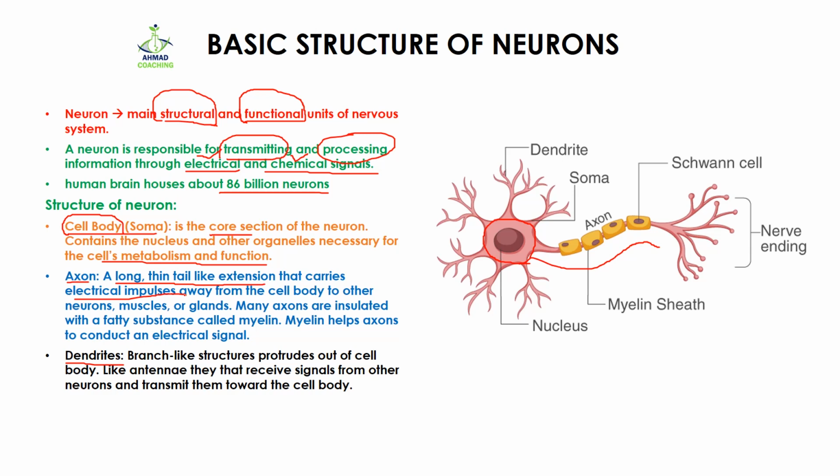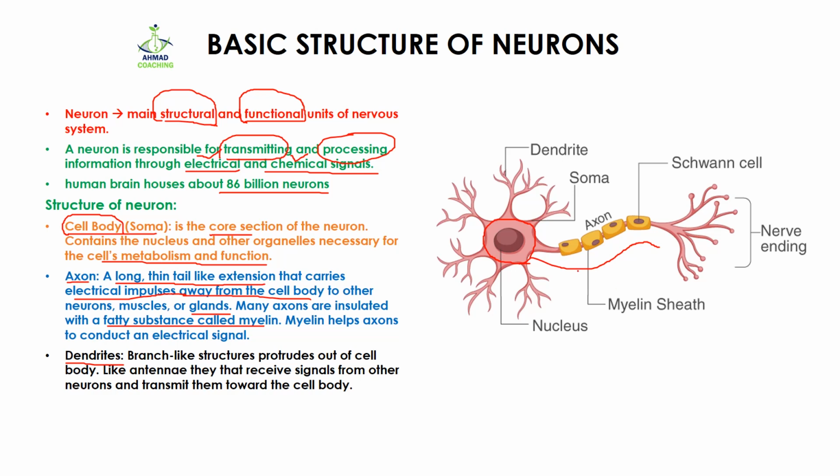The impulses mean the information, and the axon takes it away from the cell body to the other neurons, muscles or glands. Many axons are insulated with a fatty substance which is known as myelin. Here you can see this yellow part here. These are the fatty sheaths and these are known as myelin sheaths.